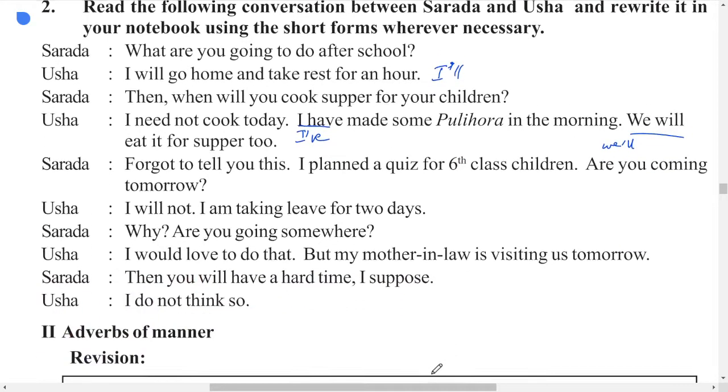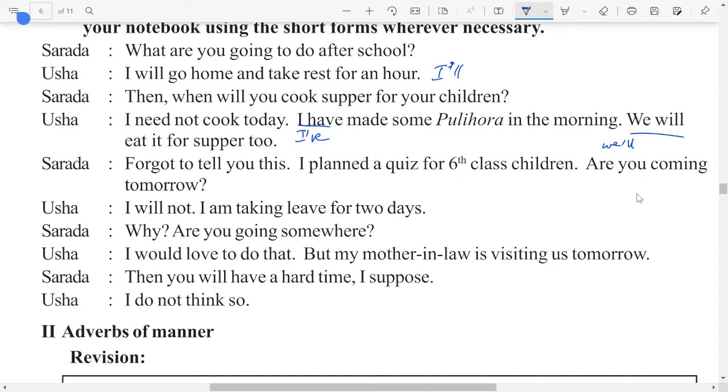Next, I forgot to tell you this. I planned a quiz for 6th class children. Are you coming tomorrow? Next, I will not. Again, this one you can make the same as I will. Okay, the first one, apostrophe double L. I'm taking leave for 2 days. Why? Are you going somewhere? I would, here for I would, you can make one short form, that is I apostrophe D. I would, I had, both are same contracted forms.